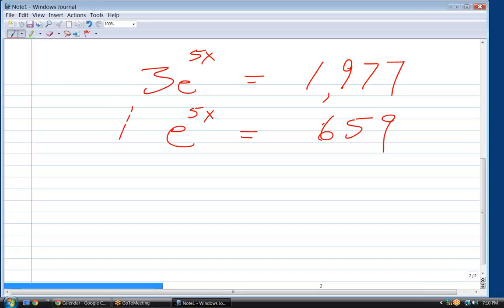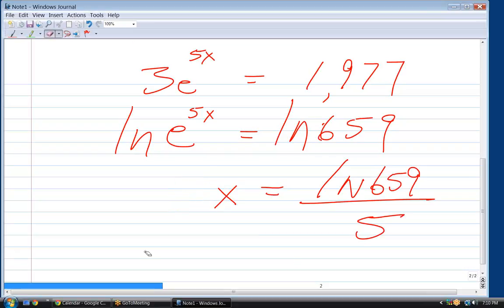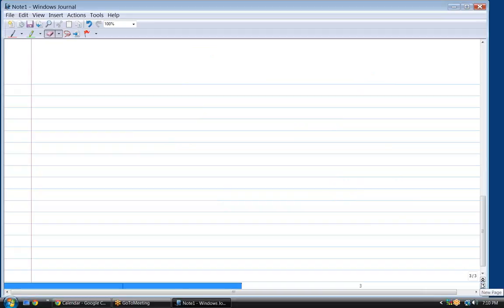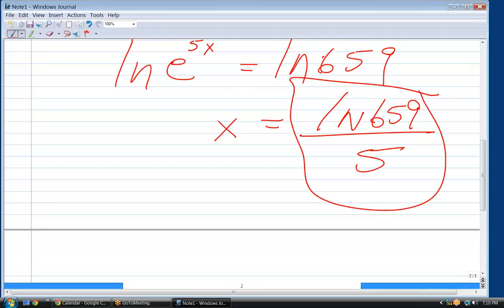Next step, take the natural log of both sides. What's the left side become? 5x. So the answer is... okay. Is this fine for stopping and going to the next? I mean, you know how to do that in your calculator, right? Yeah. Okay.